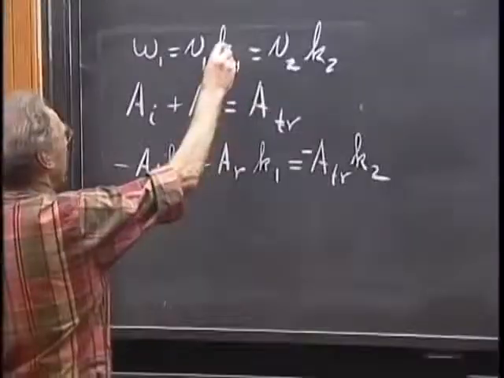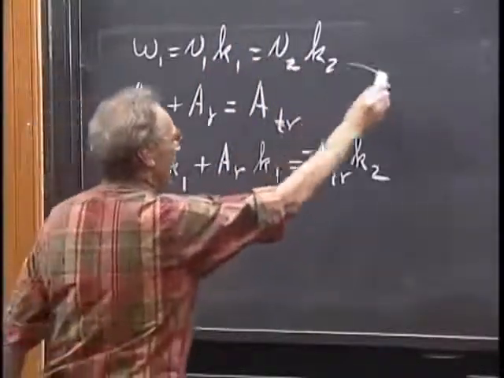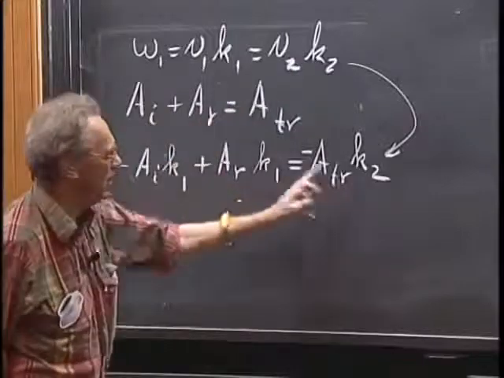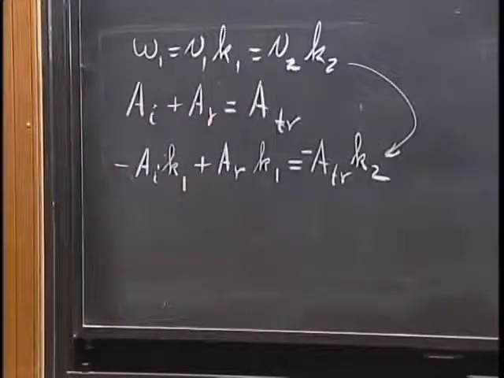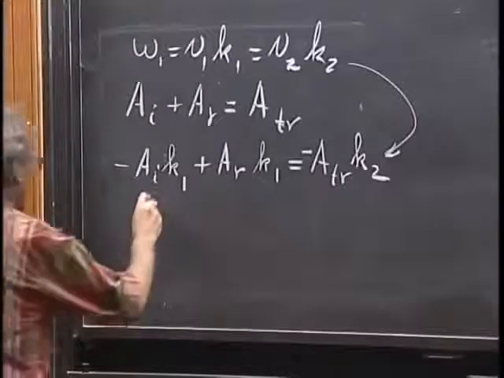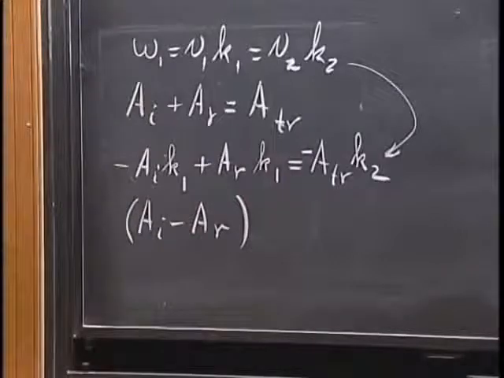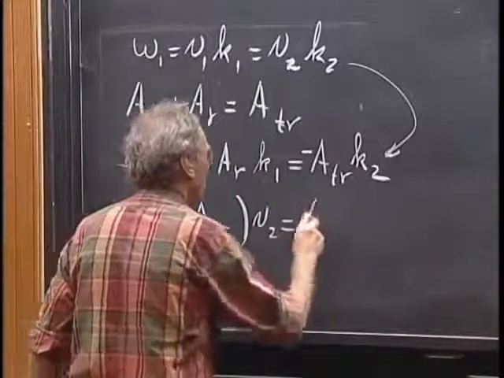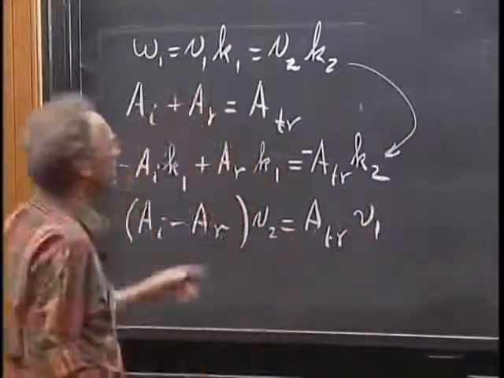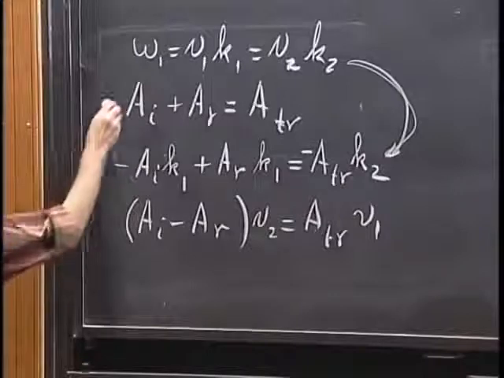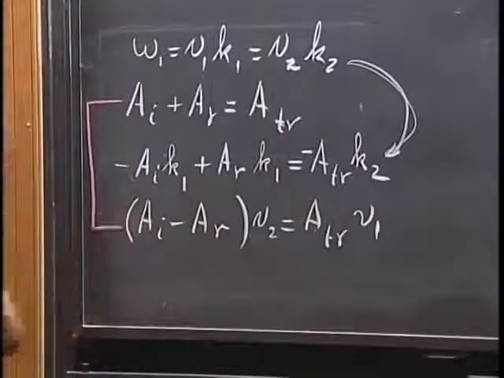If you calculate k1 over k2 and substitute that in here, then you can replace the k's by the ratios of v's. You see that? So you take k1 divided by k2, and you get rid of your k's. When you do that, you get a of I minus a of r times v2 equals a transmitted times v1. That is simply combining these two. And so now all you have to do is calculate the ratios of those amplitudes, for this equation with three unknowns and the second equation with three unknowns.